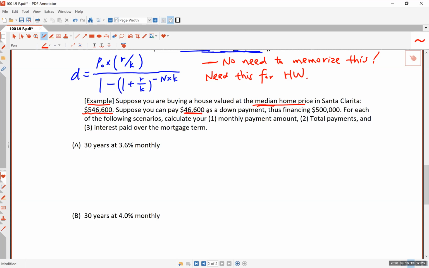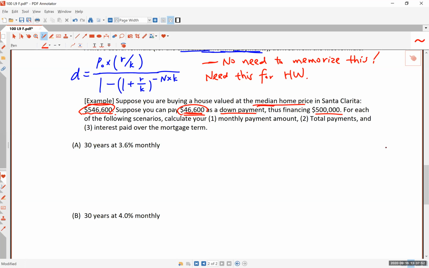Suppose you can pay, that's a lot of money. You have saved up tons of money. Suppose you are ready to pay $46,600 as a down payment. So this is the house you want to buy. You already have this amount of money. That means you need to borrow the difference between these, which is $500,000. Imagine that you are taking out a loan worth $500,000, okay?